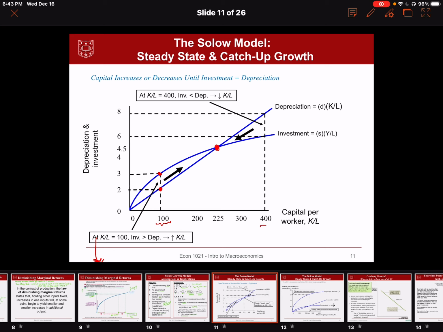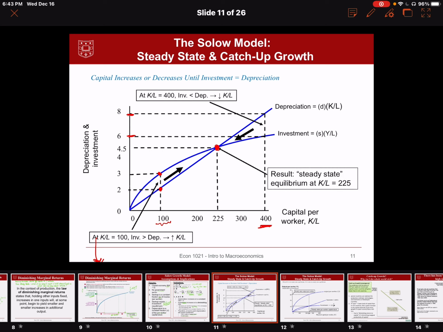Suppose we're over here where capital per worker is 400, so we've got a whole bunch of capital in place per worker. The depreciation is, say, 8, and investment is only 6. So in that particular case, we have more capital that's being used up each period than is being put into place, and as a result, we would expect that the capital stock per worker is going to decline.